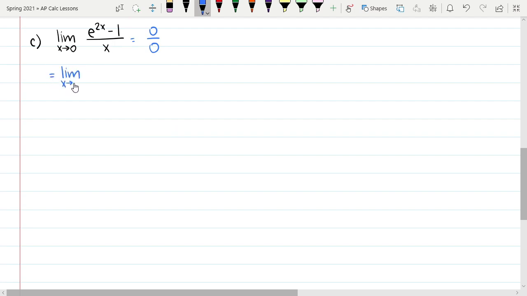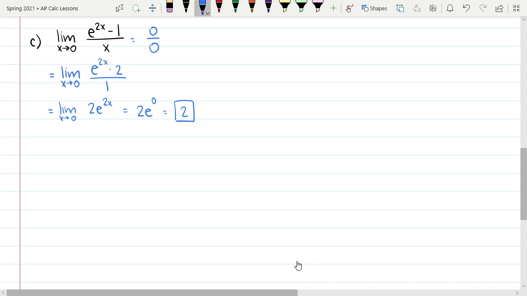this now becomes the limit as x approaches 0 of. Now, for the numerator, remember this is e to the u, so we do have a little chain rule here. Remember the derivative of e to the u is e to the u times the derivative of u, which would be a 2, minus the derivative of 1, that's just a 0, over the derivative of x, which is 1. Again, just to clean this up, you don't have to show this step, but this is now just going to become 2e to the 2x. And so now if I substitute this in, I'm going to get 2e to the 0. Remember, e to the 0 is just 1, so I just get 2.